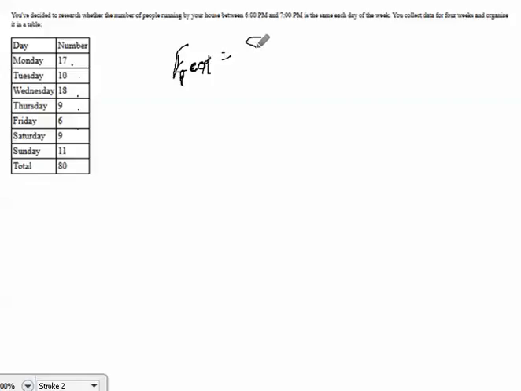expected number, to be 80 divided by 7. Well, this works out to be what, 14 point something? Looking real quickly, 80 divided by 7 gives you 11.42, 11.43. Okay? So here's what we're going to do. We're going to actually calculate the expected number for each one of these, 11.43. We're going to take this number minus 11.43, square that difference, and then divide by 11.43.